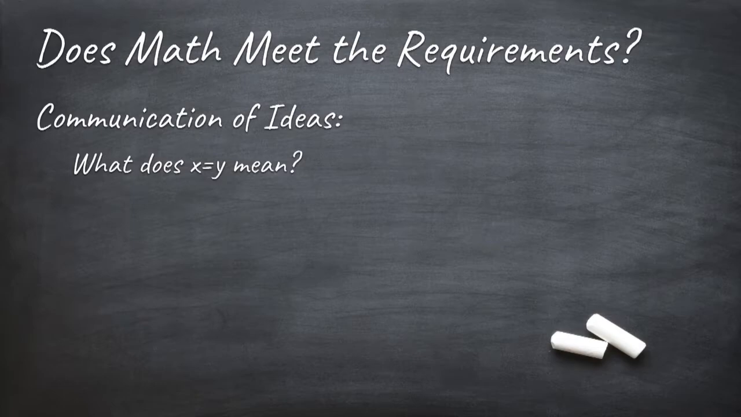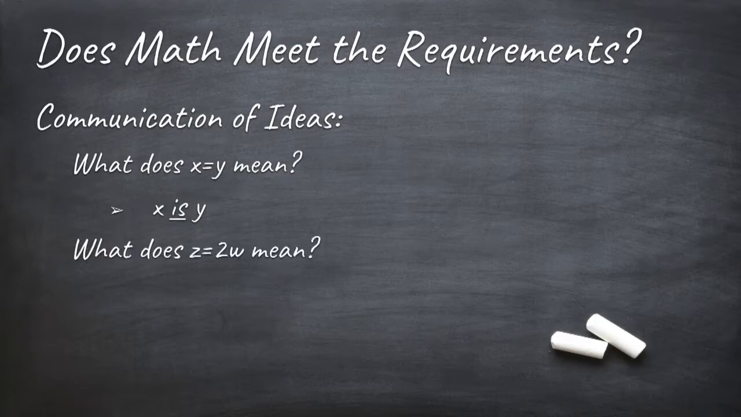X equals Y doesn't just mean they have the same value or the same properties. It also means they can be treated the same. In a sense, X is Y. They can be used interchangeably. Now let me ask you, what does Z equals 2W mean?